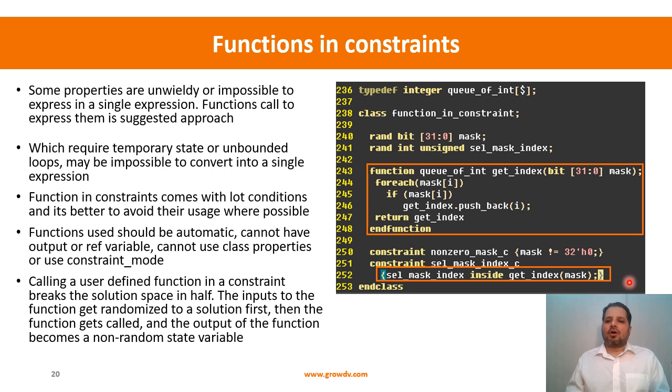So here we do not have additional complex constraints, but let's say we had an additional constraint saying that select mask index should be greater than 20 or something like that, and then it so happens that the mask got randomized such that those positions were not set, then the overall constraint will fail. It will not go back and solve it again. So that is the problem with the usage of functions, which you need to be aware of.